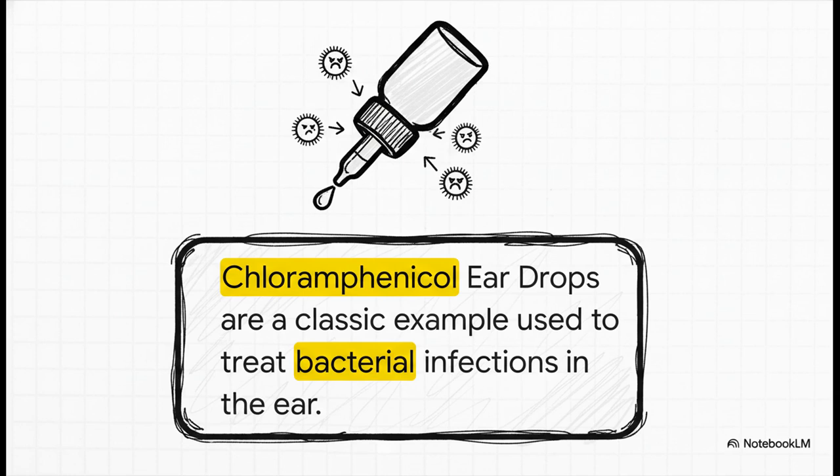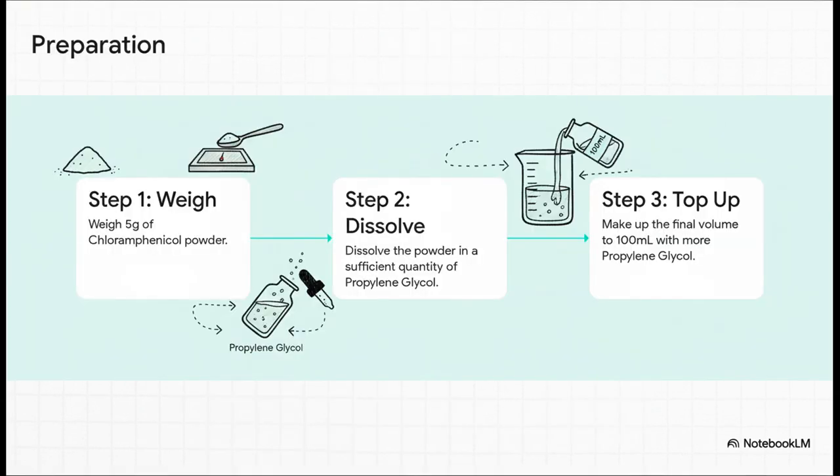Let's make this even more concrete with a classic example. Chloramphenicol ear drops. You'll see these prescribed for bacterial infections in the ear. And look at how straightforward this preparation is. It's a perfect example of what we're talking about. You take your drug, the chloramphenicol, and you dissolve it right into that vehicle, the propylene glycol. Then you just top it up to the final volume. Simple, effective, and it creates that clear monophasic solution we need.